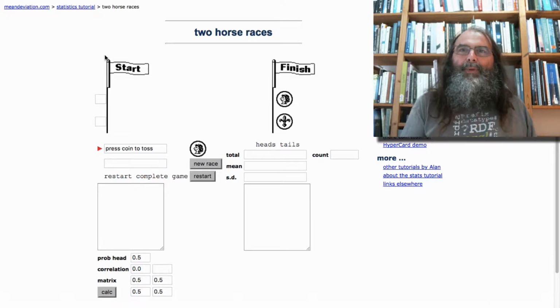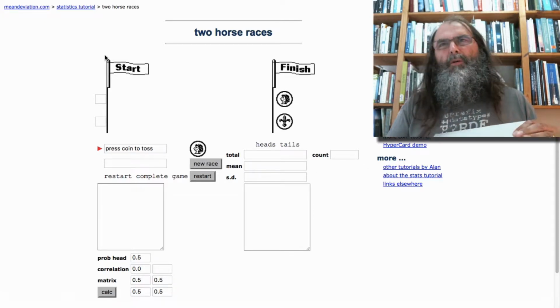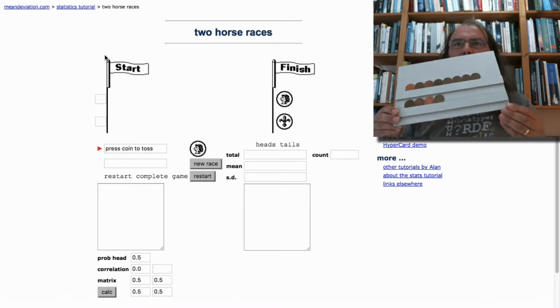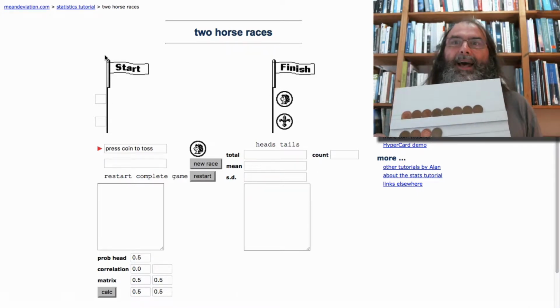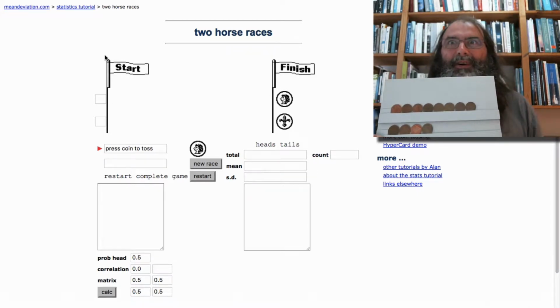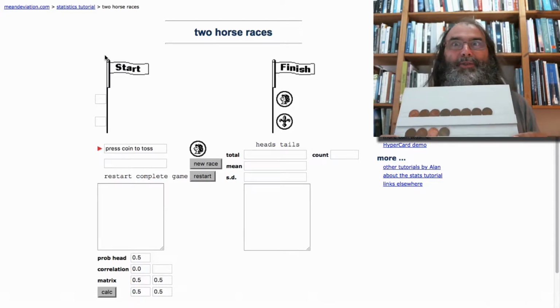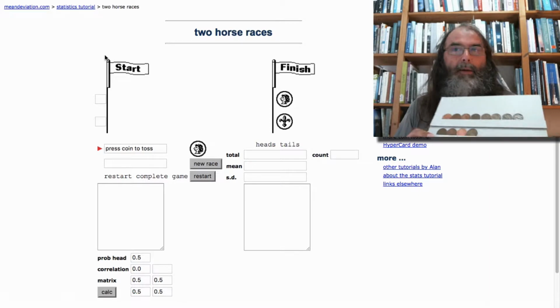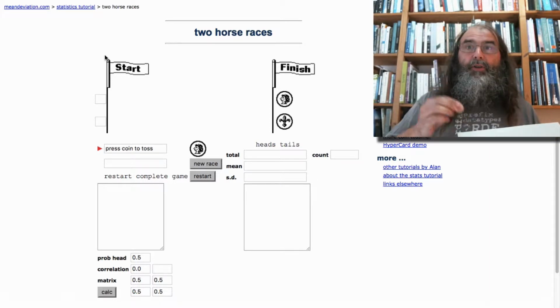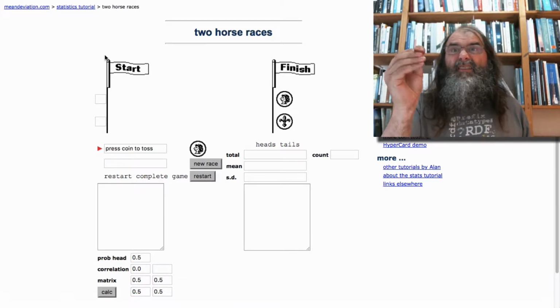You'll remember when we did the serious work of doing our 2-horse races, tossing coins. You might have found it took quite a time to toss coins, and depending on how good you are at tossing coins, it might have taken even longer. The other thing is when you toss real coins, of course, they are fair, they're 50-50.